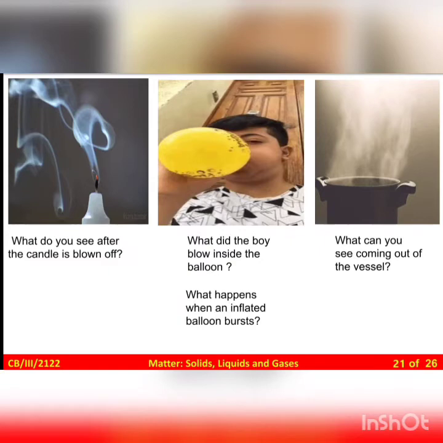In the first picture, what do you see after the candle is blown off? We can see smoke, right? So in the second picture, what did the boy blow inside the balloon? Yes, air. Then what happens when an inflated balloon bursts?